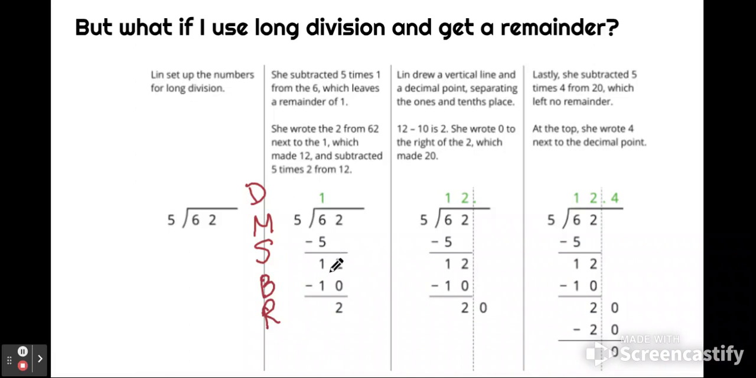5 goes into 12 2 times. She reflects that over here. 2 times 5 is 10. Subtracting it means that you end up with 2. Okay, so the remainder is 2 because there are no other numbers to bring down.